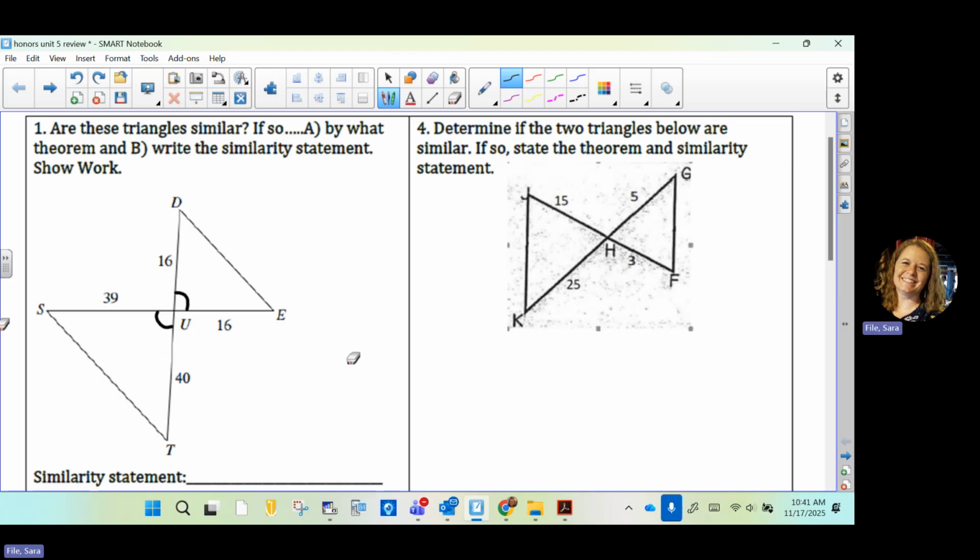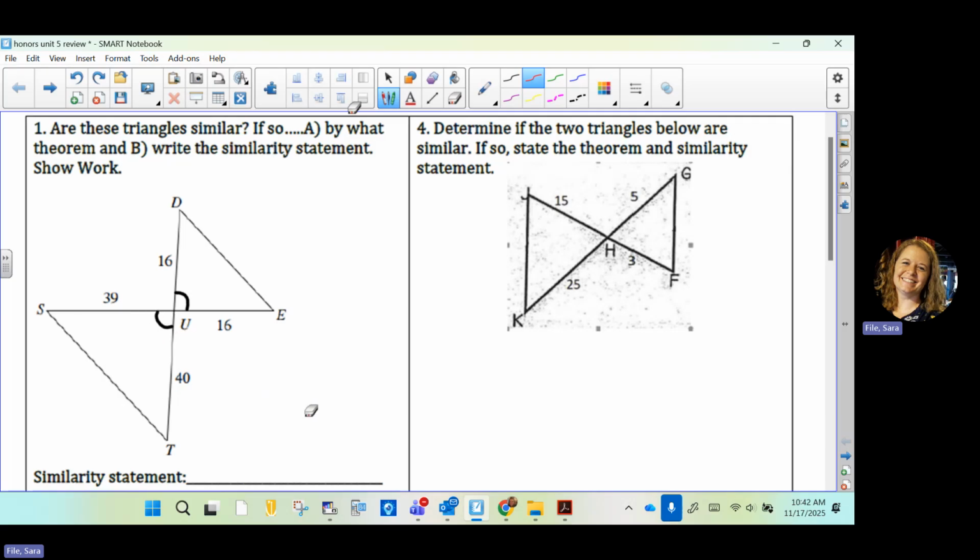But I've got two side lengths marked with measures. So then I check their ratio. Now, when you do this ratio, remember that you would have to go smaller to smaller, longer to longer. But when I look at this, the triangle DUE over here is isosceles because both of these are marked as 16. So is this an isosceles in SUT? Are these two legs or sides marked congruent?